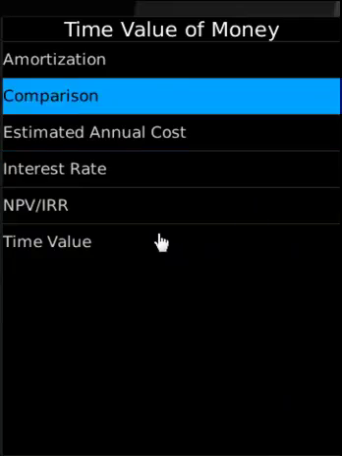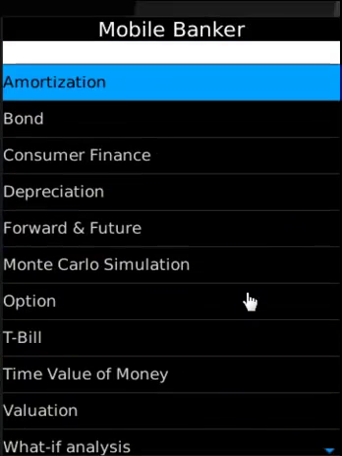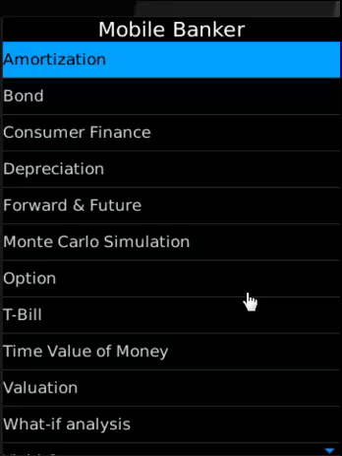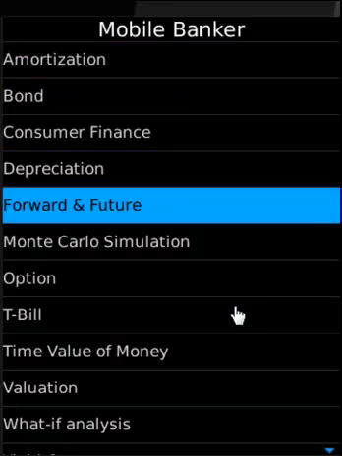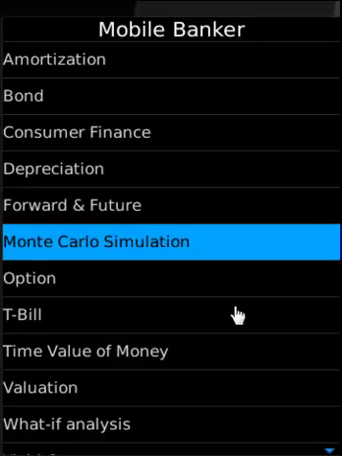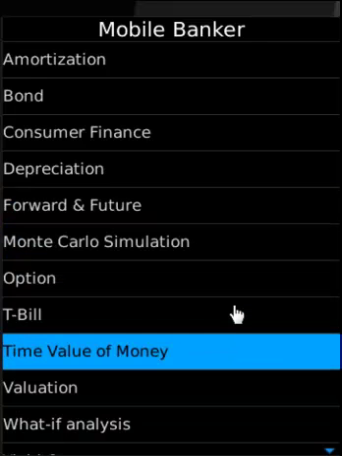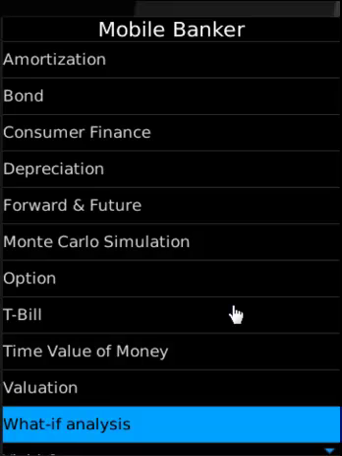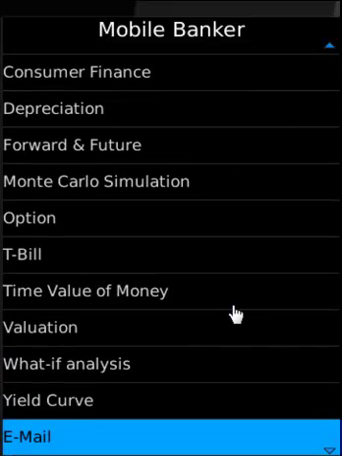Okay. With this, we have covered the functionalities of amortization, bond, consumer finance, depreciation, forward future, Monte Carlo simulation, option, T-bill, time value of money, valuation, what if analysis, yield curve.